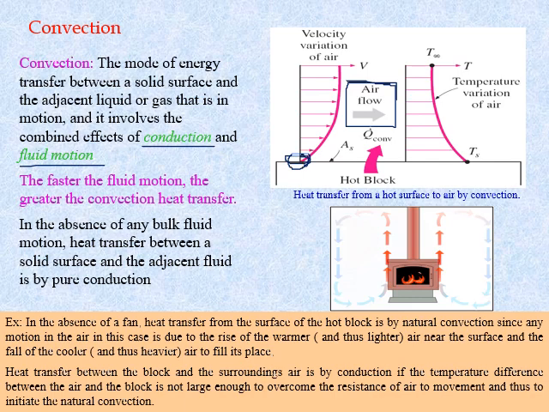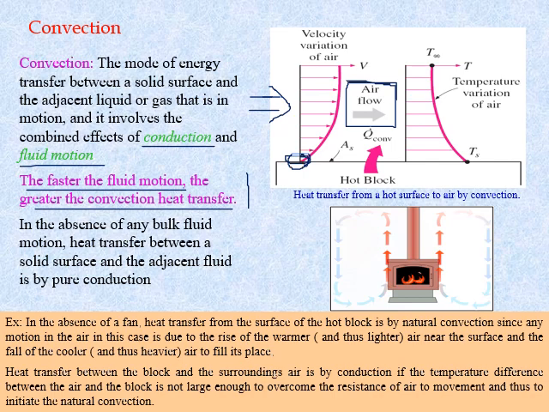Okay, so mentioned here also, the faster the fluid motion, the greater the convection heat transfer. We already know this because normally we'll put a fan just to make sure the air flows. For example, in our computer, we have a cooling fan. That's why it's called a cooling fan, because the fan helps in motion of the fluid, so it will increase the convection heat transfer.